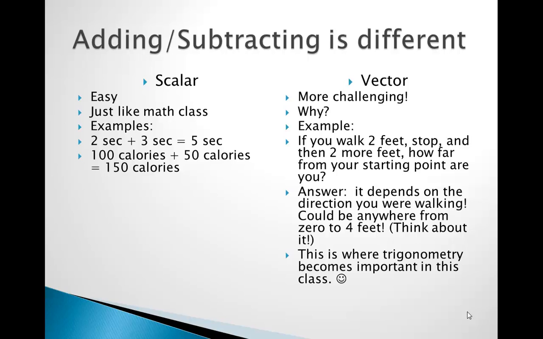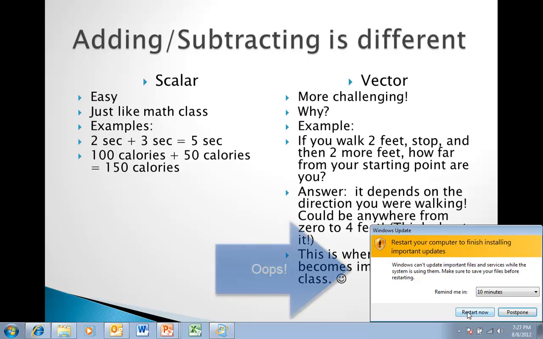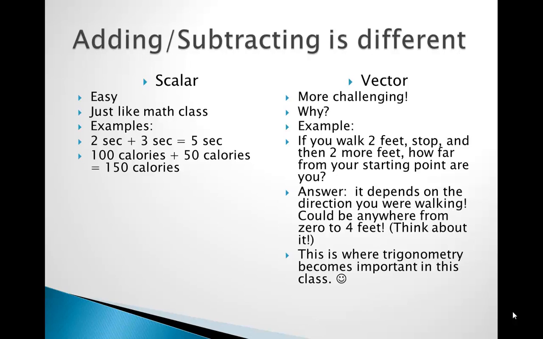This example is a good one. It says you walk two feet, stop, and then walk 2 more feet. How far are you from your starting point? Well, if you think about it, a lot of different answers here. Did you walk 2 feet forward, then 2 feet backward? Well, if that's the case, you're right where you started from. But maybe you walk 2 feet forward and then another 2 feet forward. Well, now you're 4 feet from where you started. But what if you walk 2 feet east and 2 feet south? Well, you're farther away than 2 feet away, but you're not as far as 4 feet away.